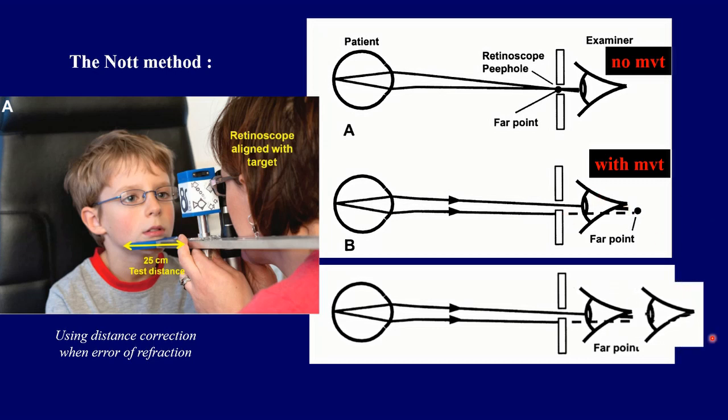If the observer moves backward to be at the far point of the patient, in this situation the observer will see no movement of the red reflex. Or the other way around, if the target stimulating accommodation is pushed closer to the eye, the patient will do more accommodation and a neutral movement will be seen.